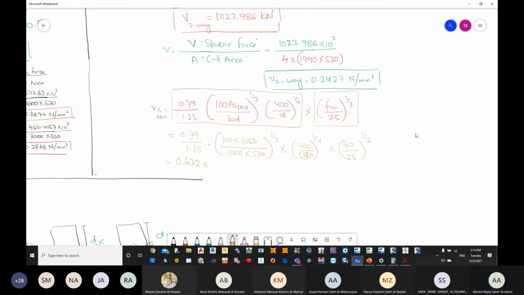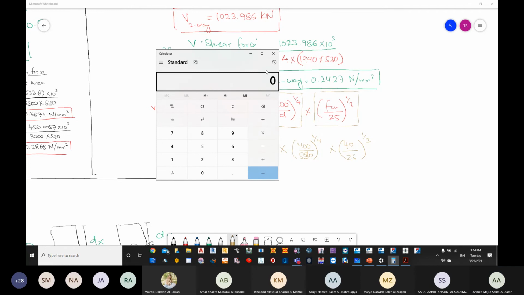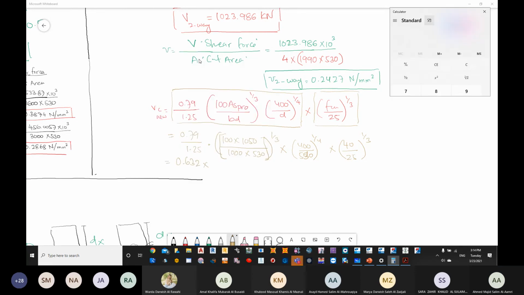Okay, the other one. Can you give me the value which is inside? The value which is inside only. The value which is inside is 100 multiplied by 1050 divided by 1000 divided by 530. This will give you 0.198.